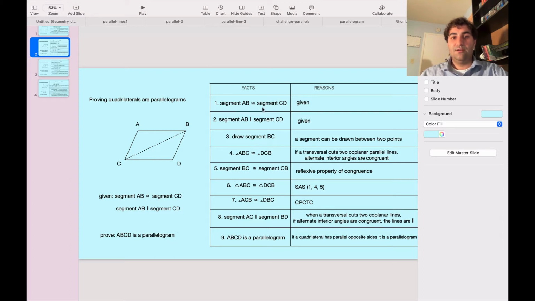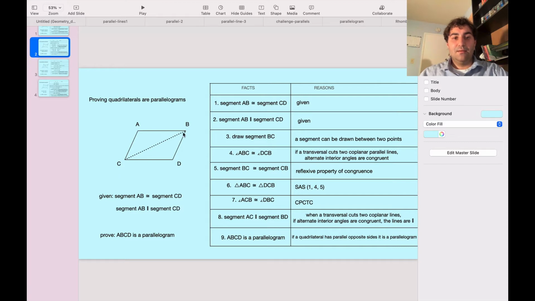So I write down what I know, so just copy what you know here. And then I'm going to draw a segment BC. So a segment can be drawn between 2 points lying in the same plane. And then I can say that if a transversal cuts two coplanar parallel lines, alternate interior angles are congruent.